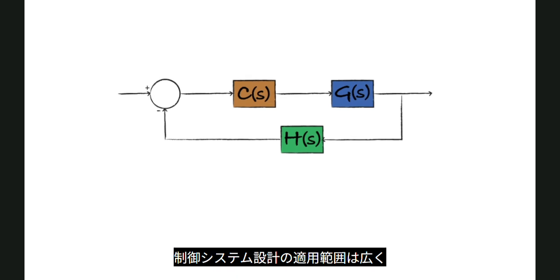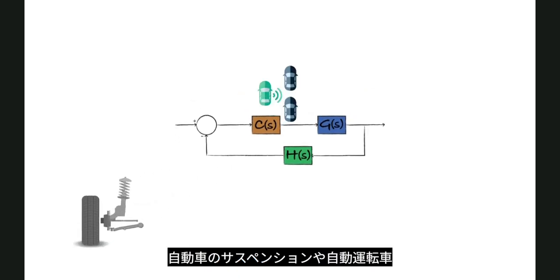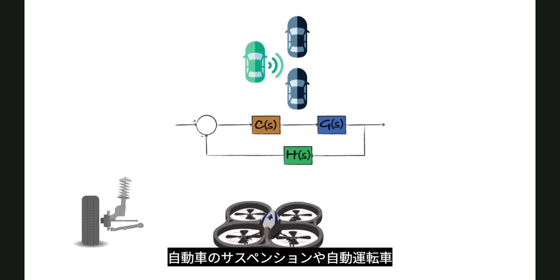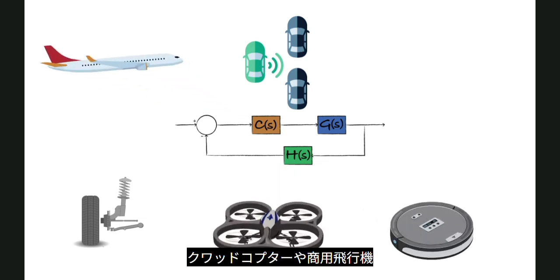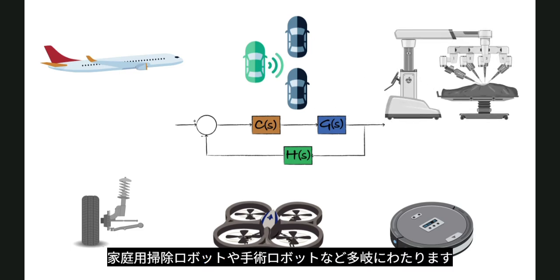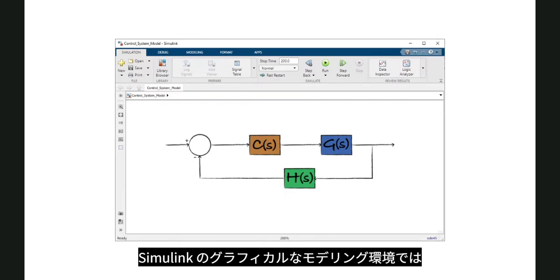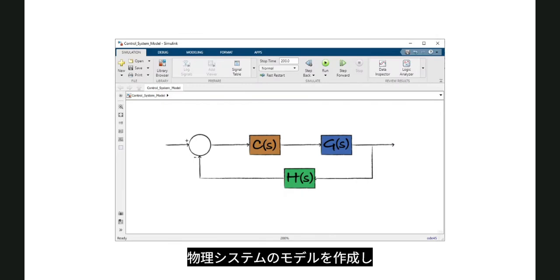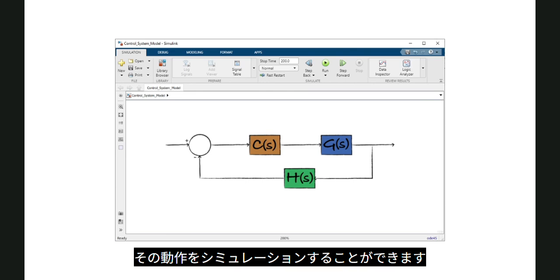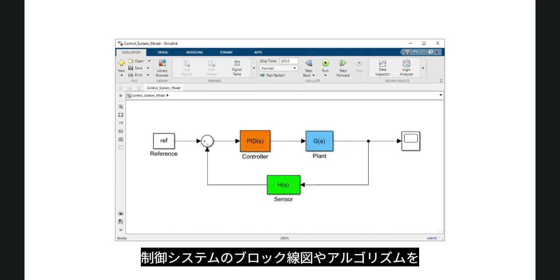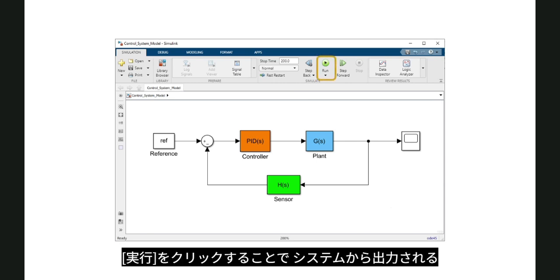Control systems are everywhere, from car suspensions to self-driving vehicles, from quadcopters to commercial airplanes, and from home vacuum robots to advanced surgical robots. Simulink provides a graphical environment to create models of physical systems and to simulate their behavior. You can intuitively convert your control system block diagrams and algorithms to Simulink models. By clicking Run, you can simulate and observe the system's output.